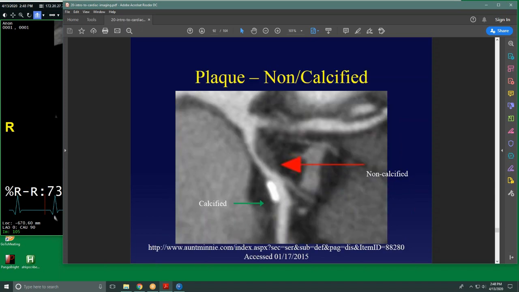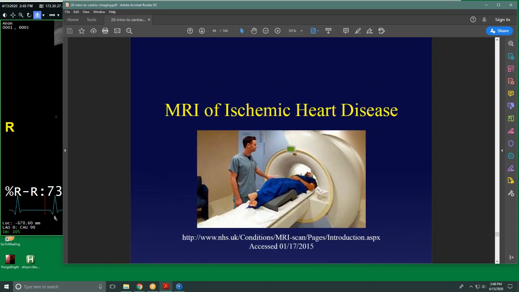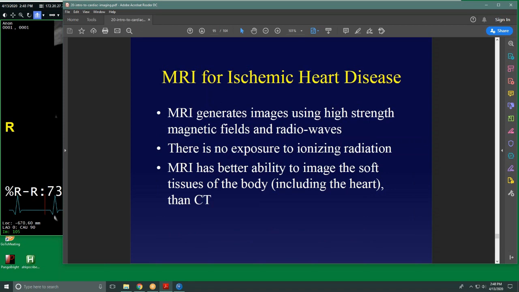Examples of luminal narrowing, calcified plaque, non-calcified plaque, don't need to worry about that so much. For CTA, there are just some contraindications of coronary CTA, or just your general CTA contraindications. MRI can be done as well.